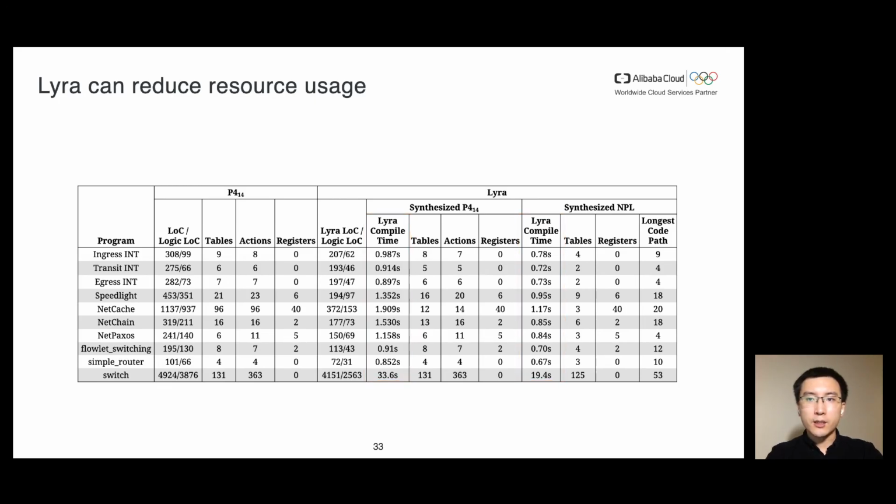Also, we can see that Lyra can reduce resource usage. In the netcache example, Lyra only uses 12 tables, while the original program used 96 tables. This is not the only example. We observe similar gains for other programs as well, such as netchain and speedlight. This is mostly because the manually written version kept many independent tables for modularity, but Lyra merges these independent tables into a single table.